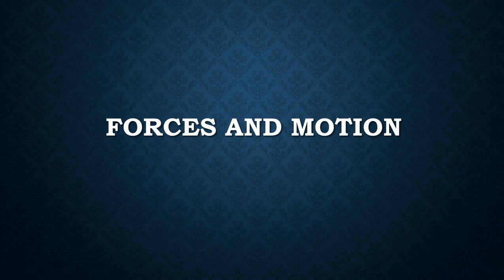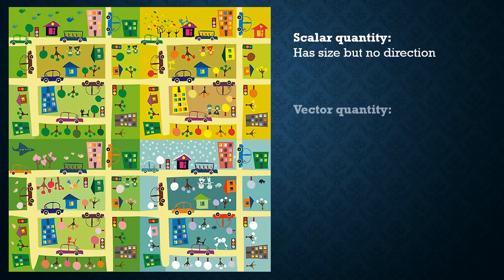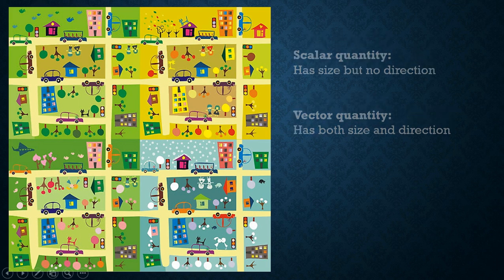Okay, today what we're going to be learning about is forces and motion. So there's a few terms we need to learn to begin with. The first one is what a scalar quantity is. A scalar quantity is when you have size but no direction. This is different to a vector quantity because vector quantities have both size and direction. So if I say something like 15 metres, we're talking about a scalar quantity. But if I'm saying 15 metres south, then we're talking a vector quantity.